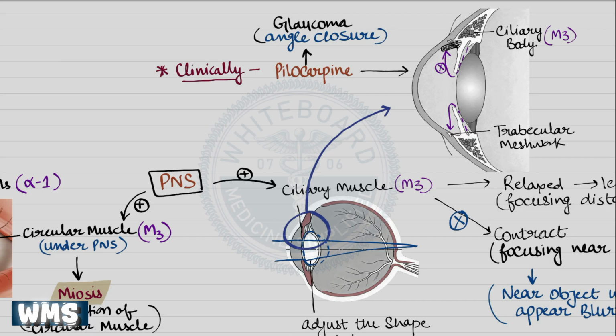The pilocarpine drugs stimulate M3 receptors. They cause contraction of the sphincter pupillae and, more importantly, the ciliary muscle. The contraction of the ciliary muscle helps open the trabecular meshwork, which promotes the drainage of aqueous humor. As the outflow increases, the IOP decreases, helping to protect the optic nerve from damage.